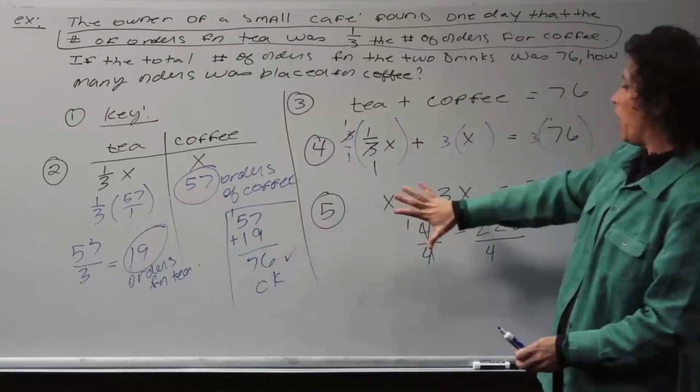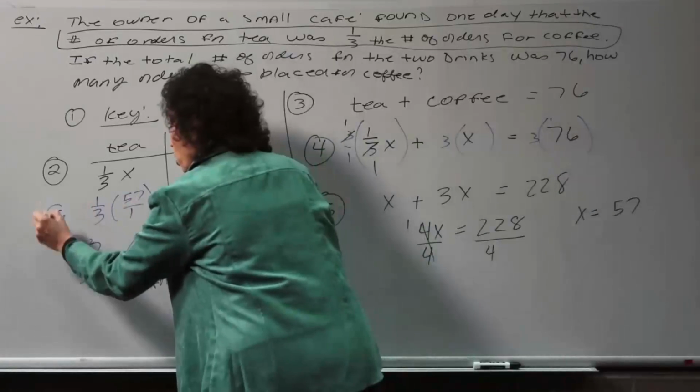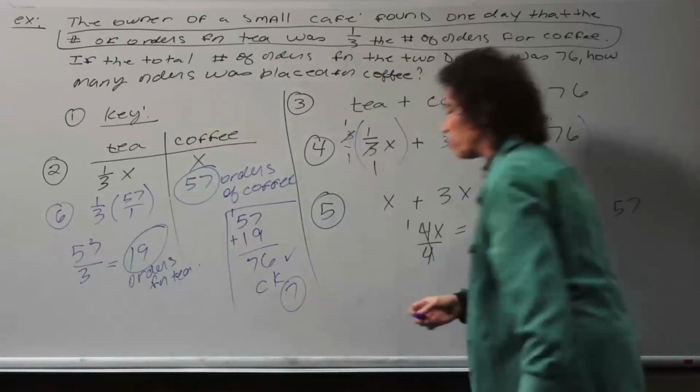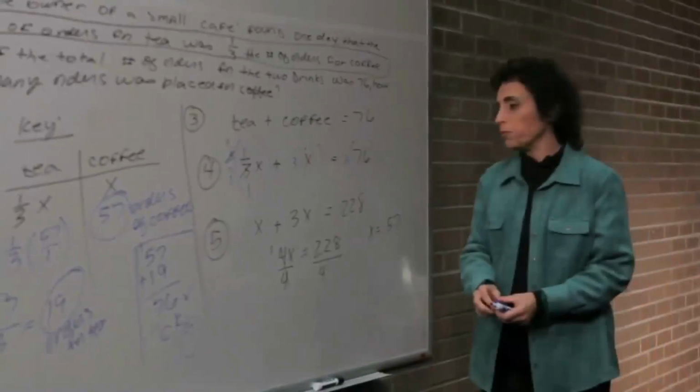So step 5 was to solve it. Step 6 was to plug it in and get our answers. And step 7 was to check it. So there's steps 1 through 7. Okay? Let's take a look at some other problems.